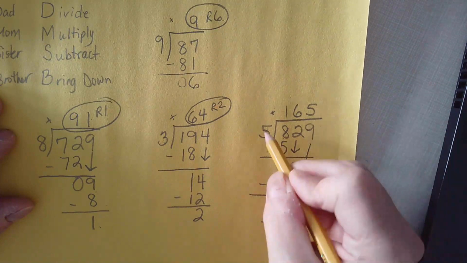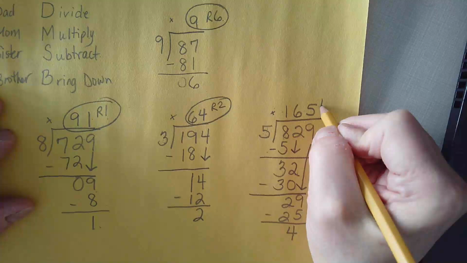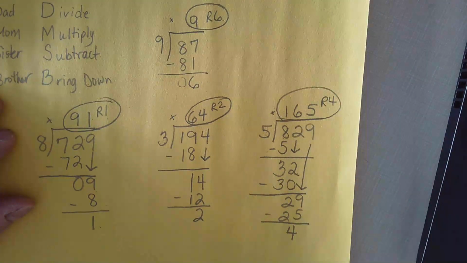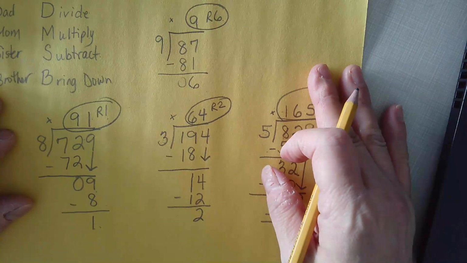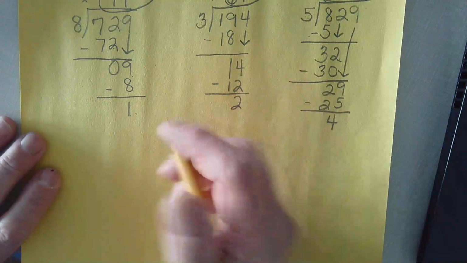Is 4 less than 5? Yes. Knowing there's nothing left to bring down, we can go with the fact that there is a remainder of 4. Okay? Sometimes it does get a bit difficult when you have a 0 in the number. So let's take a look at one of those before you try some on your own.